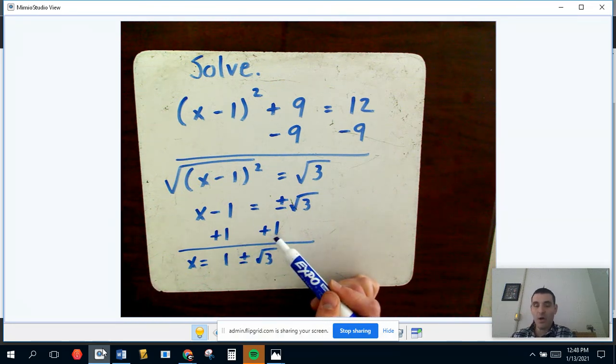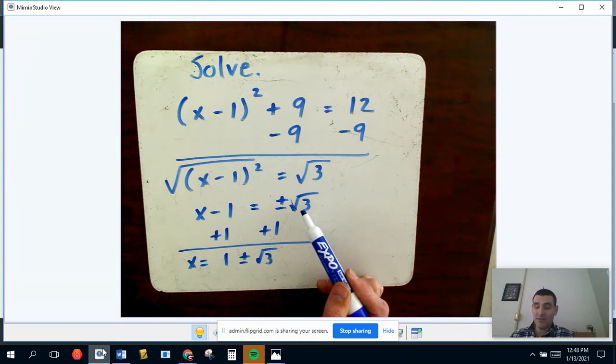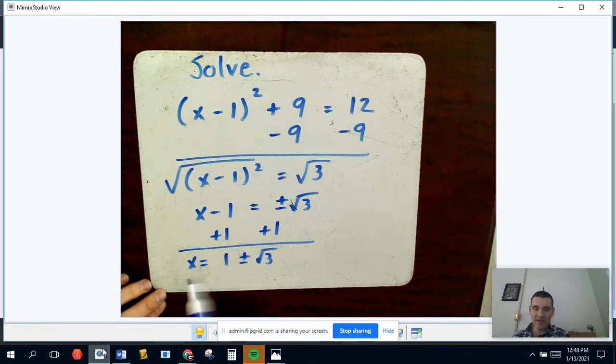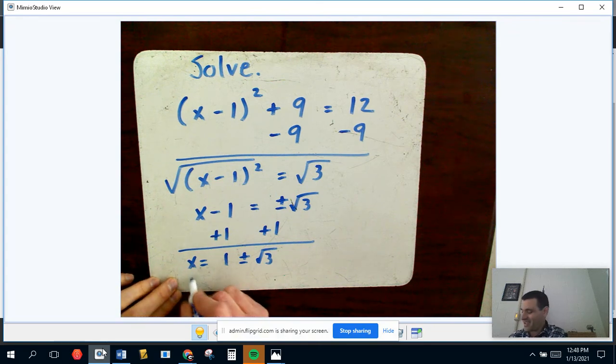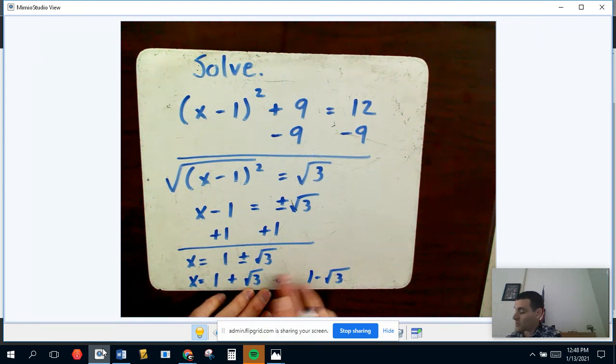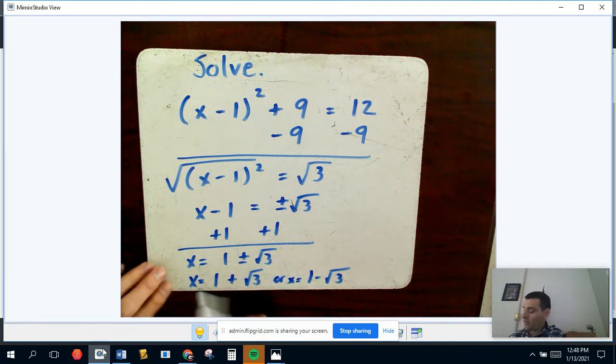Now this is the whole number 1. This is the irrational number square root of 3. There's no way you're going to combine those, because remember back when we were adding radicals, you can only add like radicals that have the same number on the inside called a radicand. Okay, so this is the answer. Sometimes you'll see it left this way, but just to remind you, this would be 1 plus the square root of 3 or 1 minus the square root of 3. Both of those are correct. And we'll see some other examples of that, but this is the square root method.